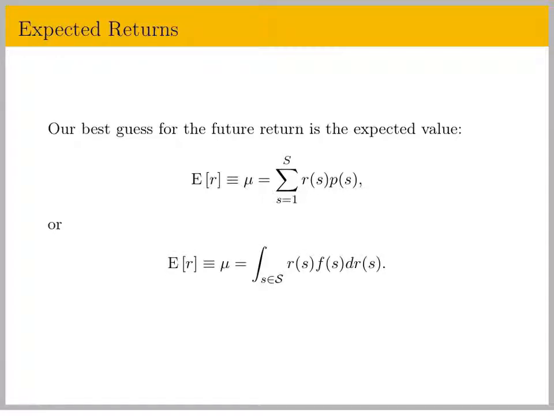For a continuous random variable, we have the analog, which is the integral, the probability weighted integral of all possible values. And the integral is really just a sum, but over infinitesimal little widths of the line. And again, in either case, we refer to the expectation as mu.